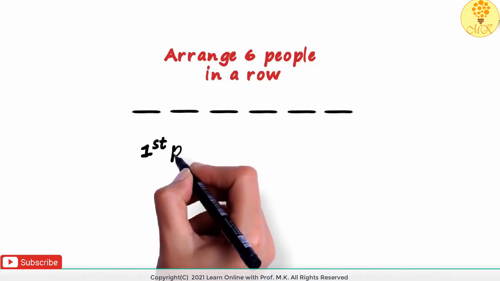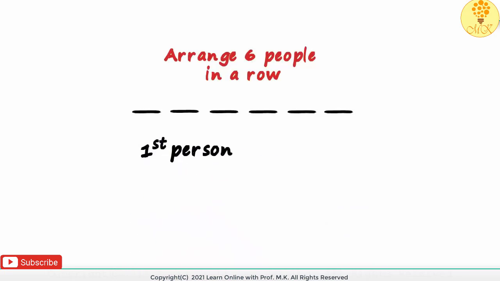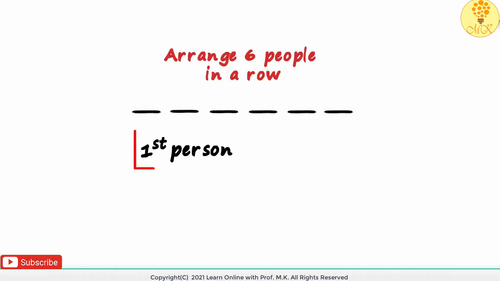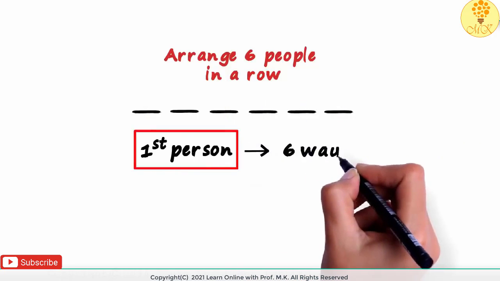Let's understand why. First, we need to know the number of ways in which we can arrange 6 people in a row. We know it's 6 factorial, but do you remember how we arrived at it? We had made 6 slots for the 6 people. And the first question we asked ourselves was, in how many different ways can the first person be seated? He can be seated in any one of these 6 slots, and each slot is different from the other. It means the first person can be seated in 6 ways.